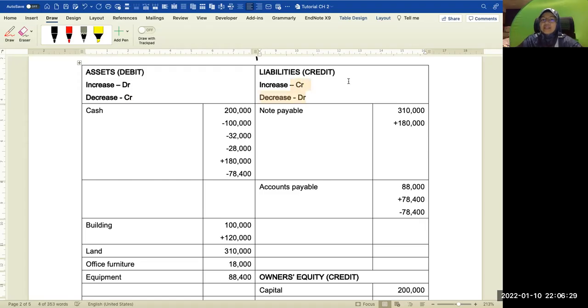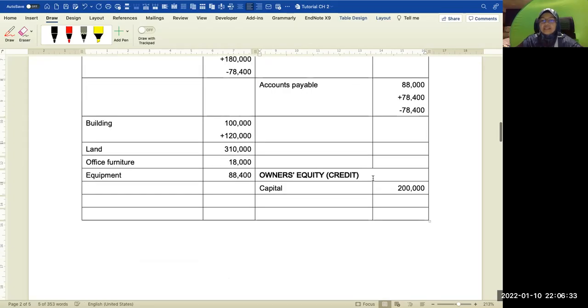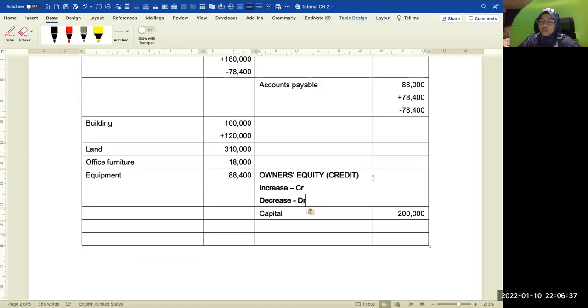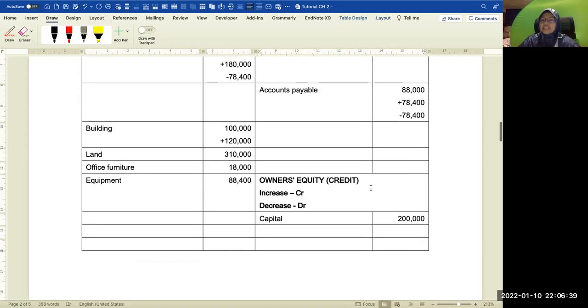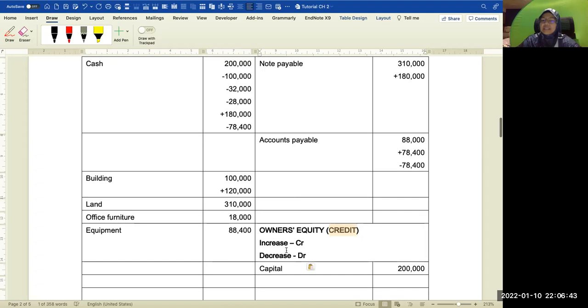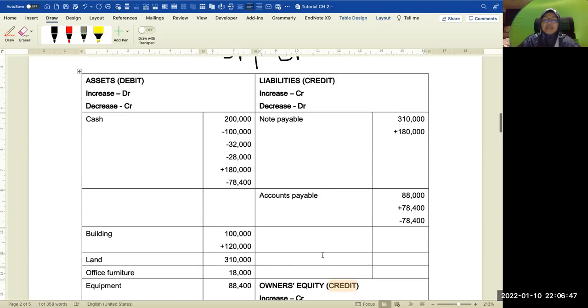Right? Similarly, for liability and owner's equity, when there is an increase, you are going to credit the accounts. Why do you credit an increase? Because the nature of the accounts is a credit, right? So when there's an increase, you're going to credit. When there's a decrease, they are going to debit. So let's look at this one.